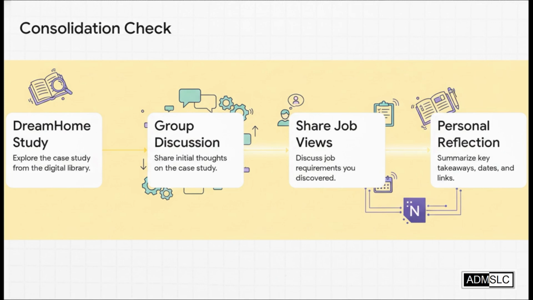First, get them to check out the Dream Home case study. Then, break them into groups to discuss it, along with what they found out about jobs. And finally, give them a few quiet minutes for personal reflection. This is a great time to suggest they use something like OneNote to jot down key dates and resources.